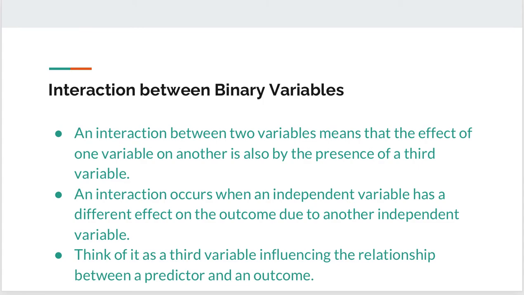Then the interaction between binary variables. An interaction between two variables means that the effect of one variable on another is also affected by the presence of a third variable. An interaction occurs when an independent variable has a different effect on the outcome due to another independent variable. Think of it as the third variable influencing the relationship between the predictor and an outcome.